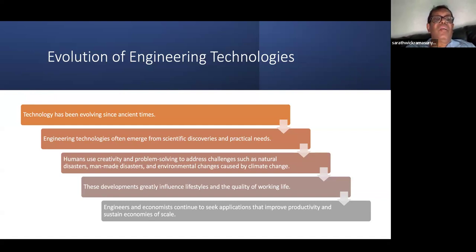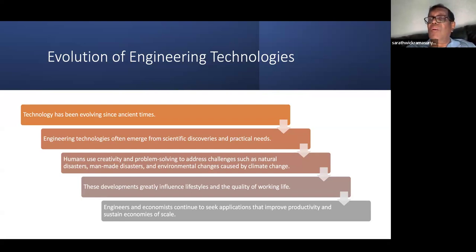Of course, humans use creativity and problem solving to address challenges such as natural disasters, man-made disasters, and environmental changes caused by climate change. These developments greatly influence lifestyle and the quality of working life. This is very important because, with the evolution of technologies, our life has also become a smart life.